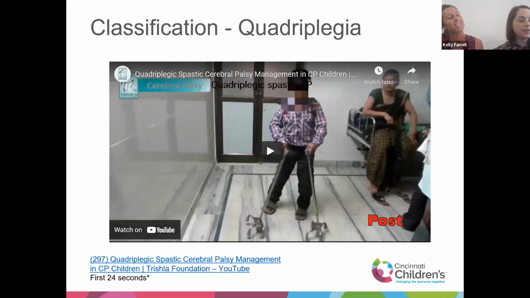So you can kind of see in that previous video that she is using one side less than the other, where she's kind of having to bolt up on one foot. That is due to having some weakness on the right leg and having some issues with clearing that foot. Next, we will be looking at a video of just the first 24 seconds of this one of a child who has quadriplegic cerebral palsy.